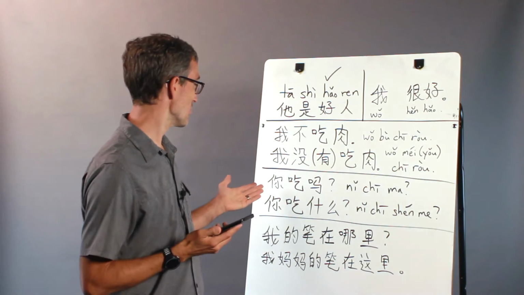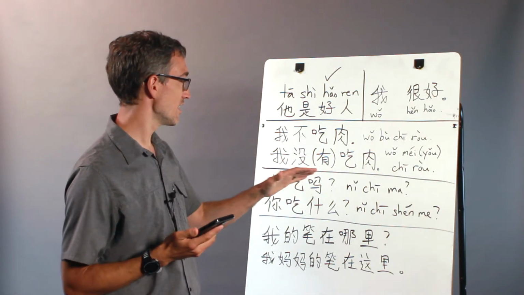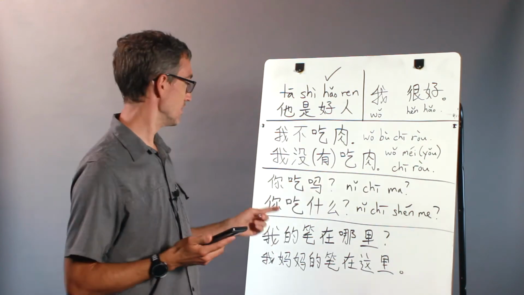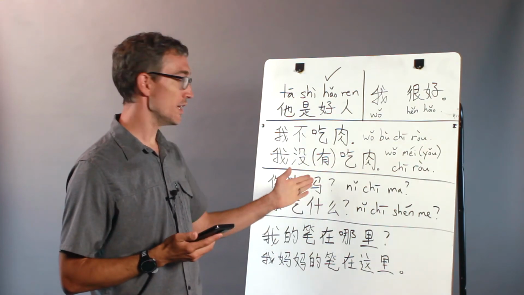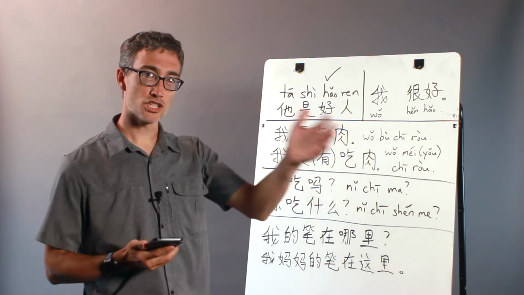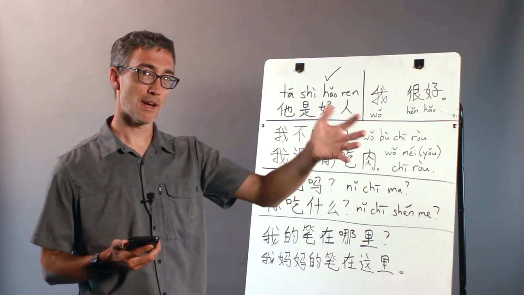And so to make a statement into a yes or no question, you just add 吗 at the end of the statement. 你吃吗? Are you eating, or will you eat? Something like that. 你吃吗? 你吃 is a statement. You add 吗, 你吃吗, and it makes it into a question.